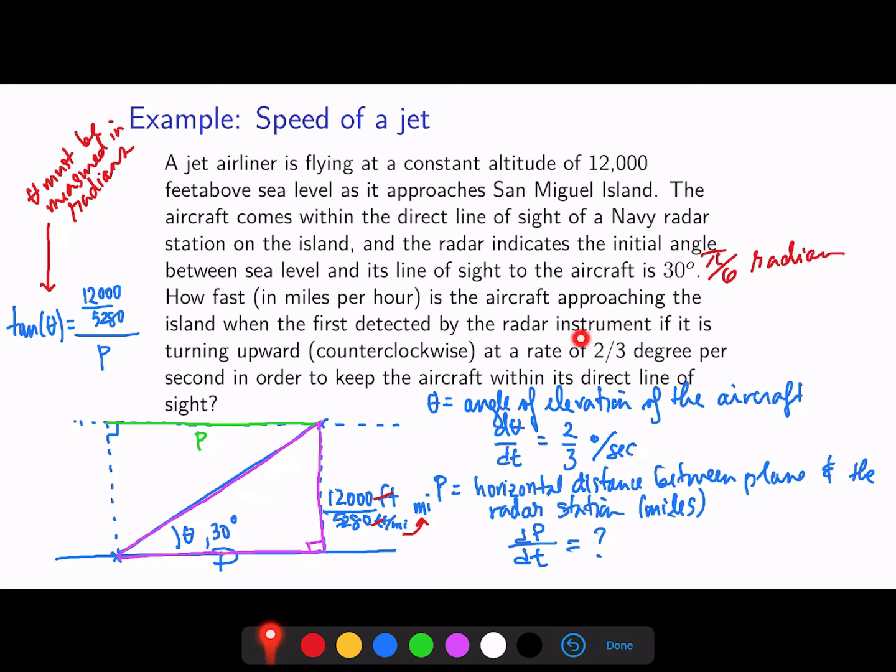And we'll also need to convert this 2/3 of a degree per second to radians as well. We'll do that by using the fact that there are pi radians in 180 degrees. So now the degrees cancel, and we're left with a measurement in radians per second.